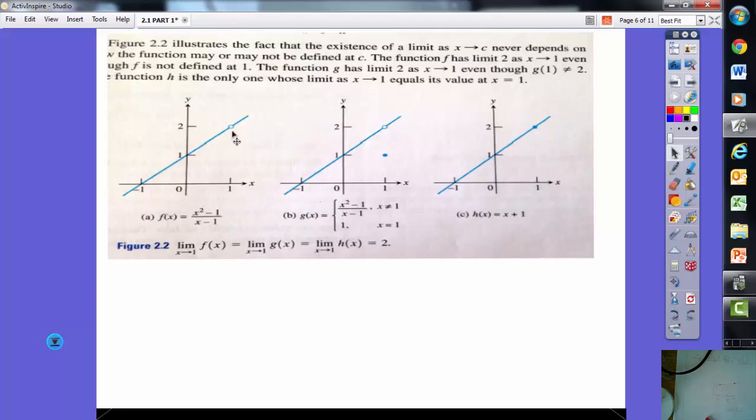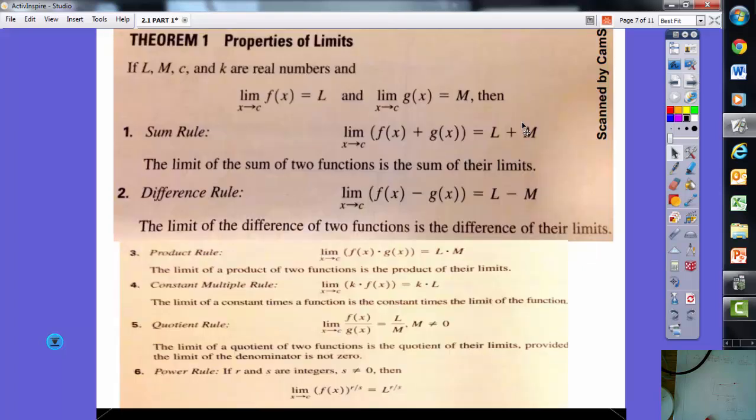Okay, so here we go again. f of 1 here is undefined, has no value because there's a hole. But the limit is still 2, because as you go from the left, you get close to 2, and as you go from the right, you get close to 2. Here, the function has a value at 1, but the value is 1, but the limit is still 2. And here, the limit is 2 because it's continuous.